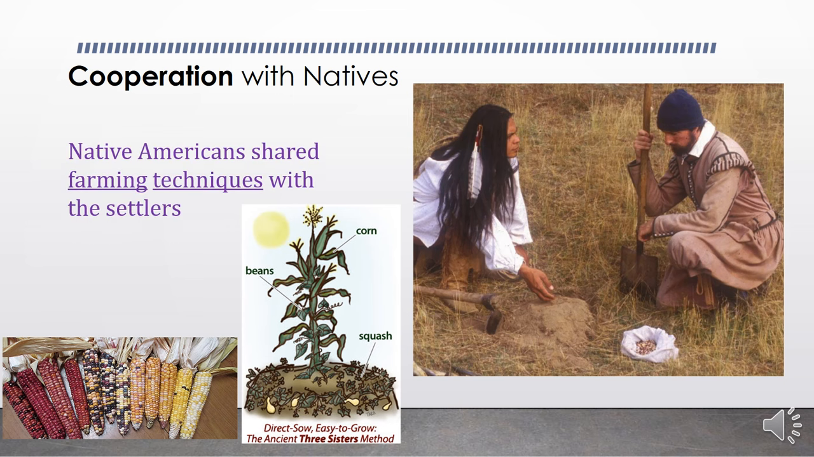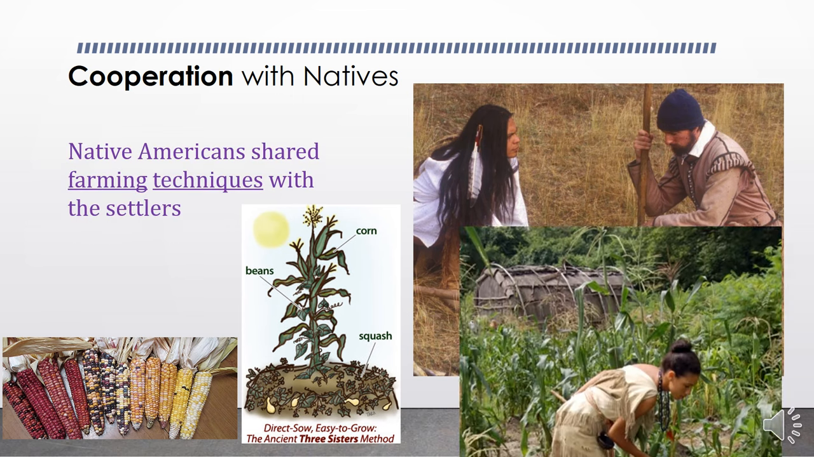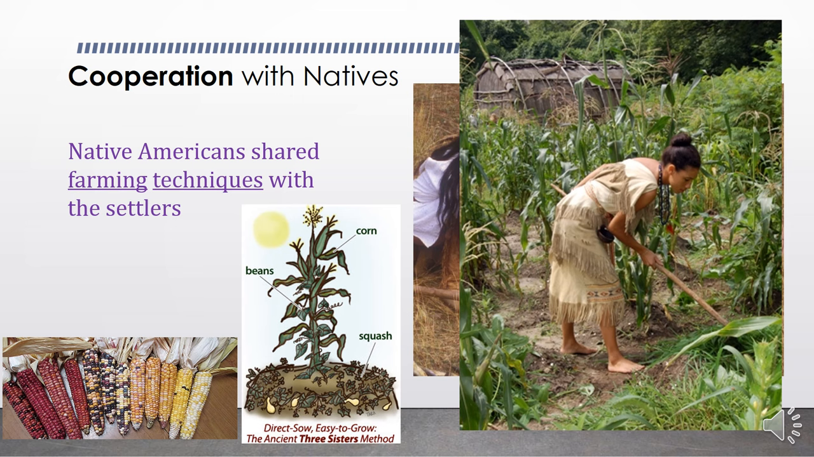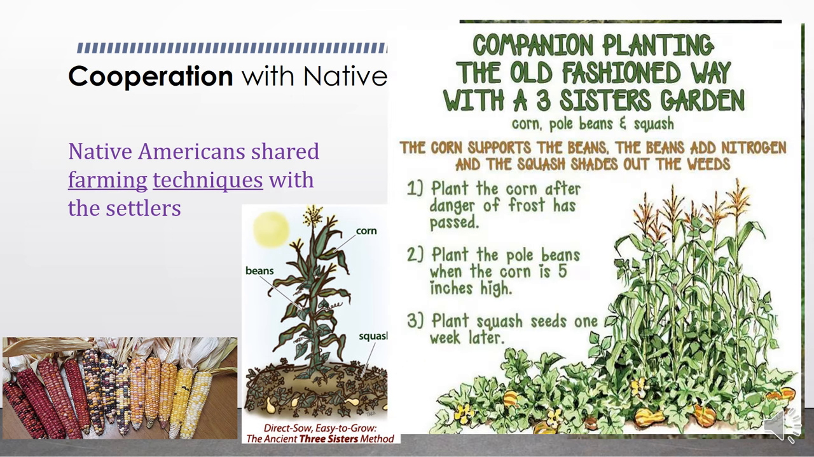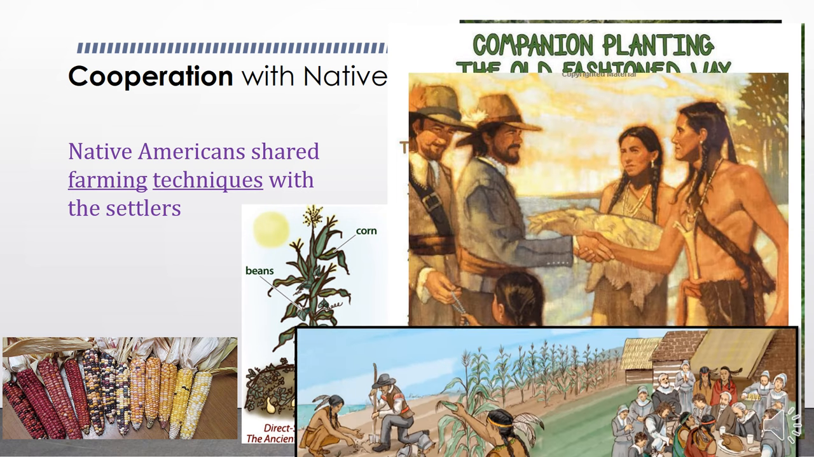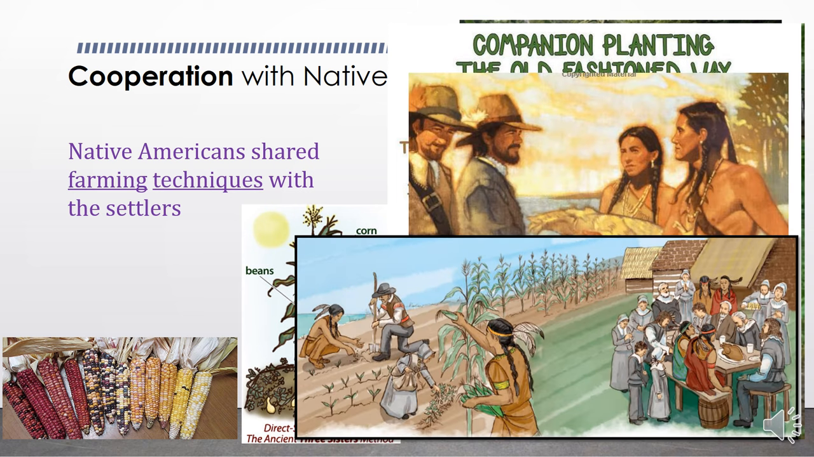Another cooperation we talked quickly about was the farming techniques with the settlers as well. And you can see skilled, talented farmers sharing what they knew with people who had never grown these types of plants before and needed the Native American help in order to survive.